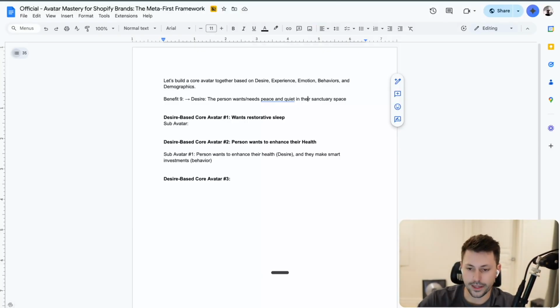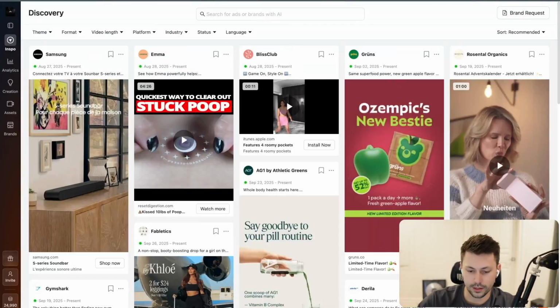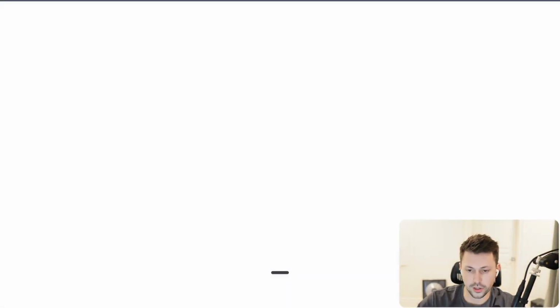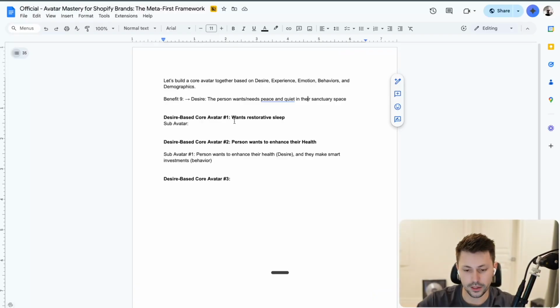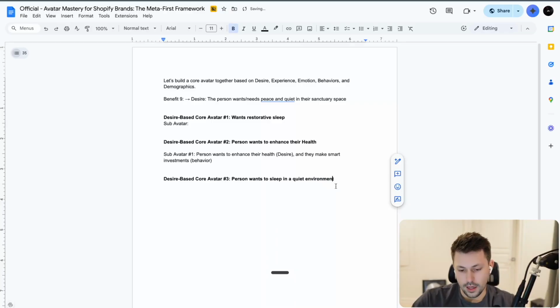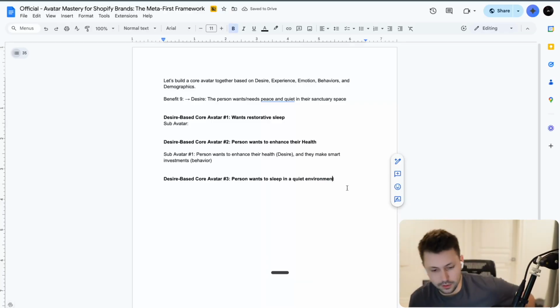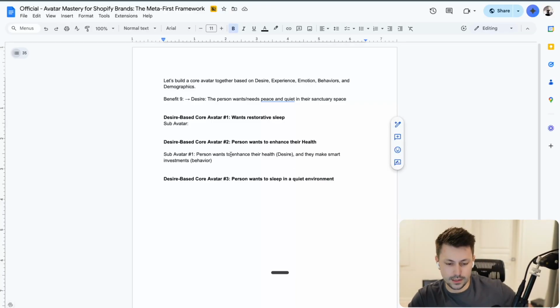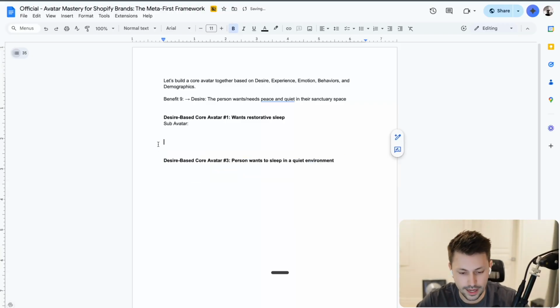But basically, if we come back here, and let's go back to those of you guys that don't have Atria. Now we're getting a little bit deeper, and I want to talk about the person who wants peace and quiet. So I'm just going to say person wants to sleep in a quiet environment. And looking at this, okay, well, this is the most broad. So let's categorize these now, right?